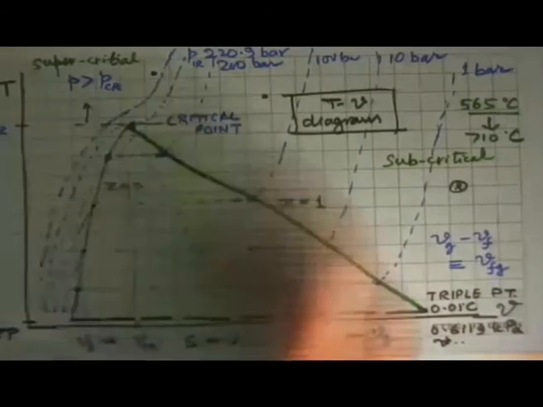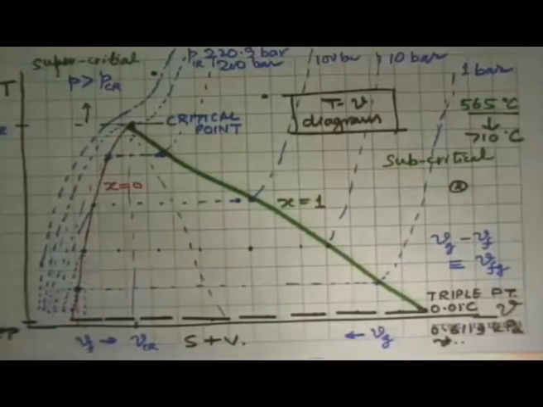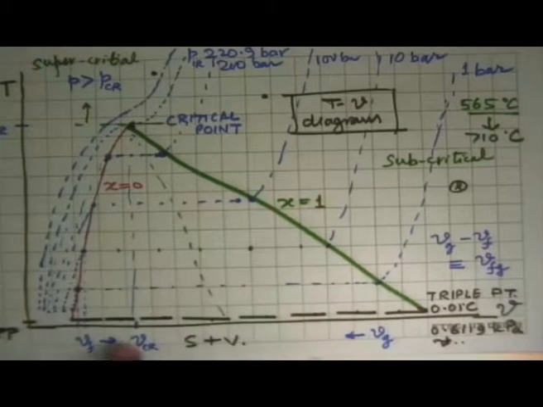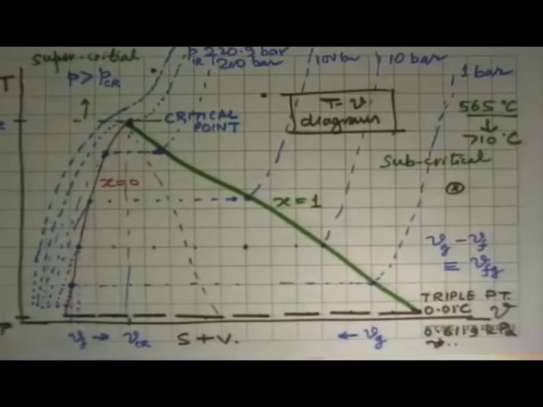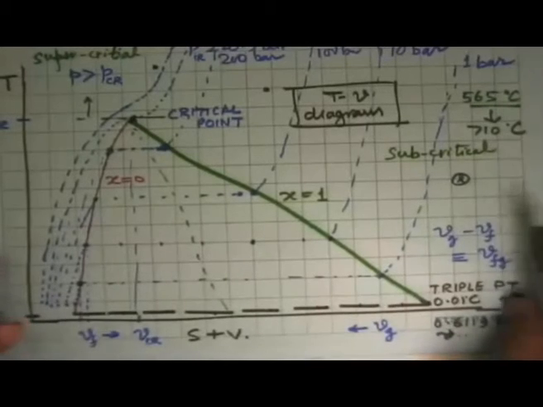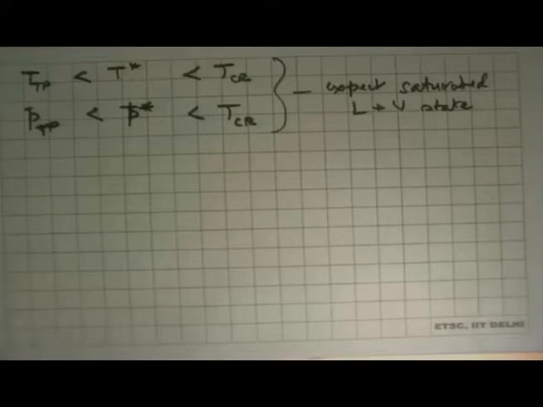So this helps us in a very graphical way to very quickly visualize what states to expect for a given pair of properties, provided specific volume is one of them. Okay, so that is one thing that has come out.